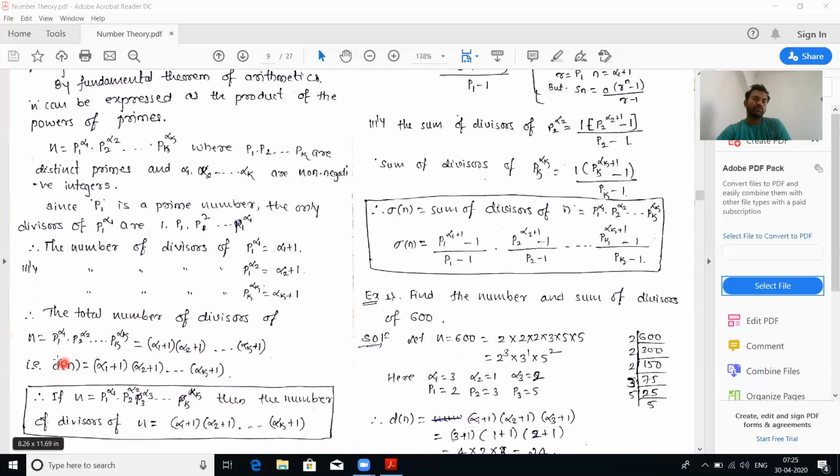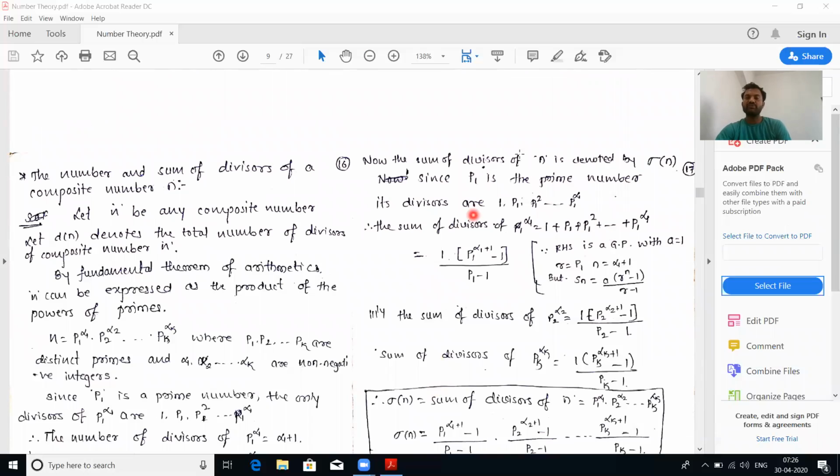Therefore, D of n, the total number of divisors of n, is equal to alpha 1 plus 1, alpha 2 plus 1, and so on up to alpha k plus 1. So if you express n in the form of a prime factorization like this in the standard form, then the number of divisors of n equals alpha 1 plus 1 into alpha 2 plus 1, and so on up to alpha k plus 1.